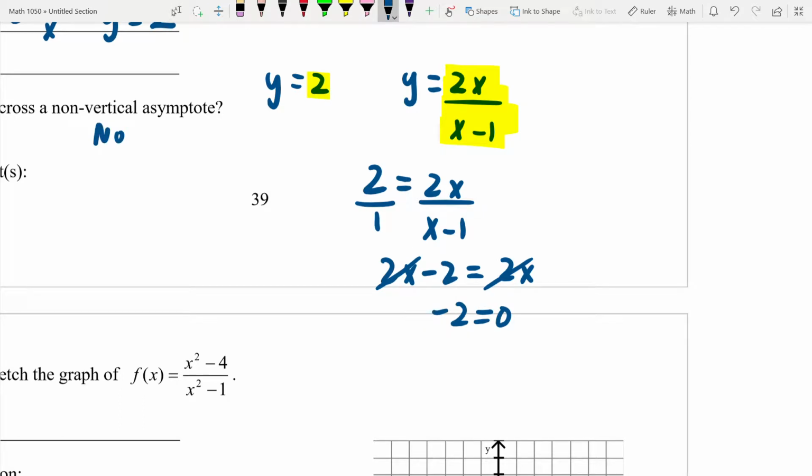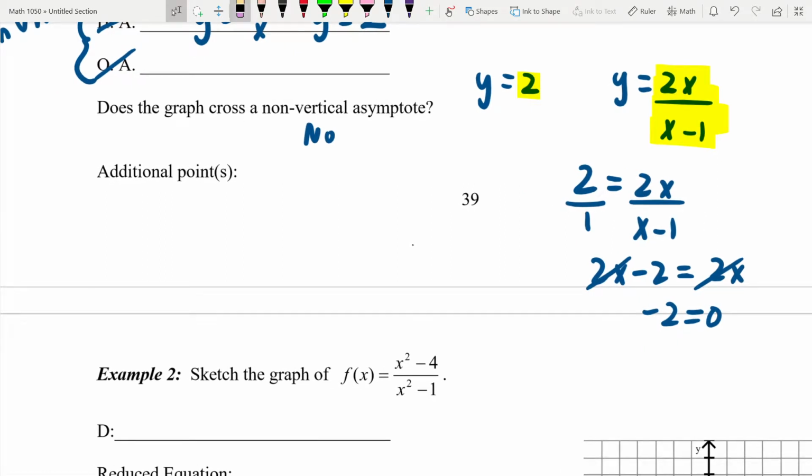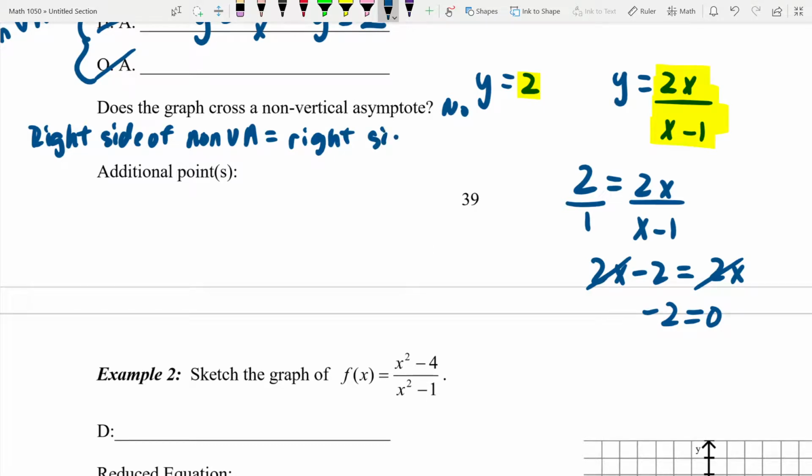No, it doesn't. Okay. Let's write a little bit of notes right here. Write this down so that you remember how to find it. You're going to say right side of non-vertical asymptote is equal to the right side of reduced equation. That's how you're going to find that. And then you'll cross multiply. Okay? All right, here we go.